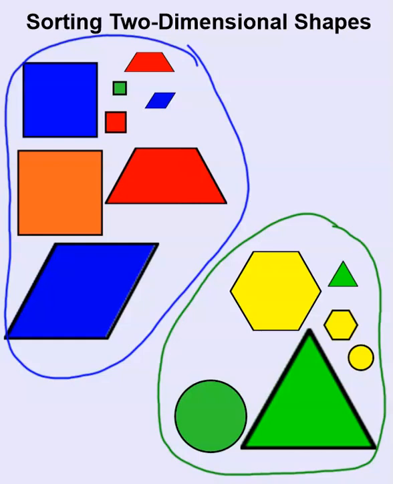I'm noticing the sides of the shapes. Let's count. 1, 2, 3, 4. This one has 4 sides. Let's check this square. 1, 2, 3, 4. I think all of the squares have 4. Let's look at these trapezoids. 1, 2, 3, 4. So all of these have 4 sides.